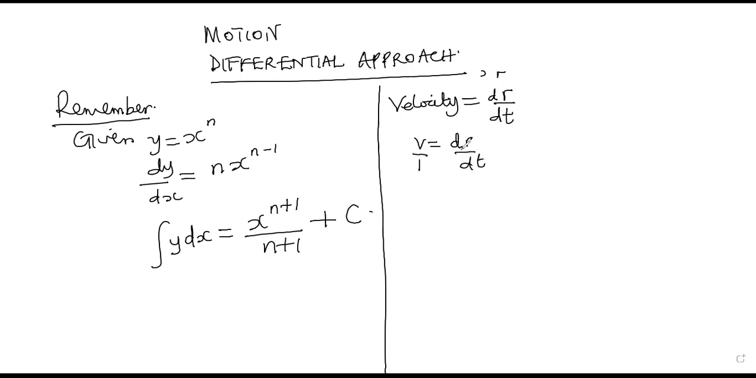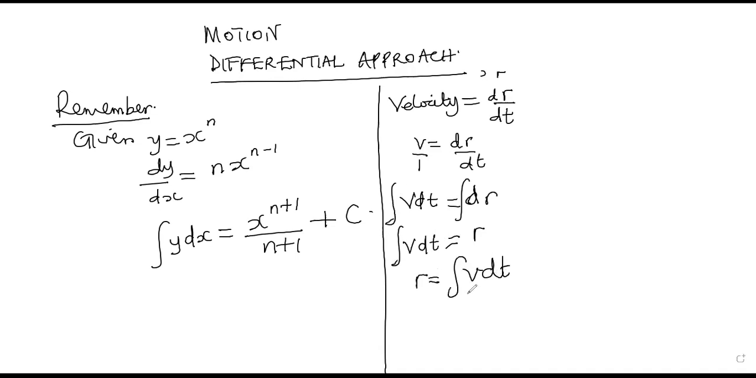However, if you want displacement itself when you're given velocity, by cross multiplying, you can see that v dt is equal to dr. So when you integrate both sides, you get r is equal to the integral of v dt. So to get r, we integrate v dt. When you integrate v dt, you'll get vt plus a constant of integration.